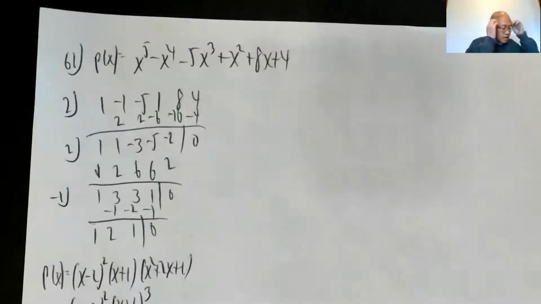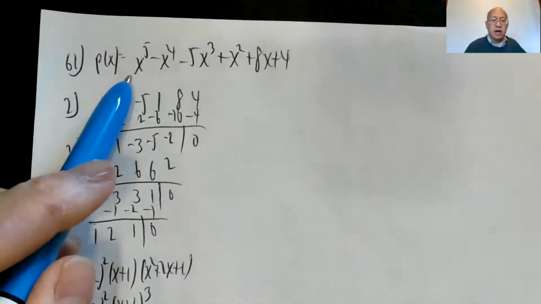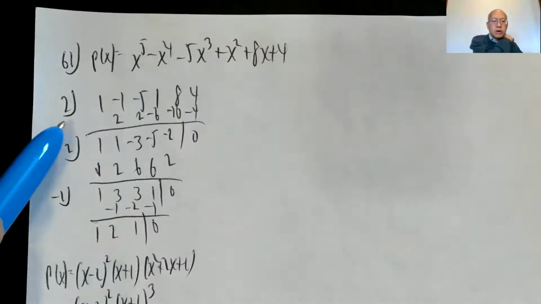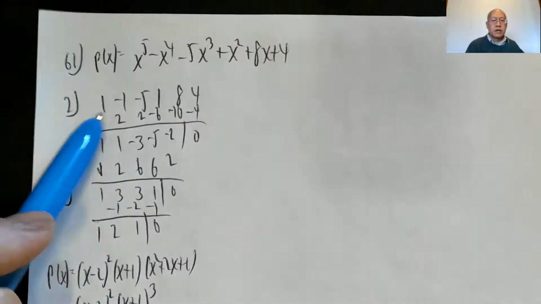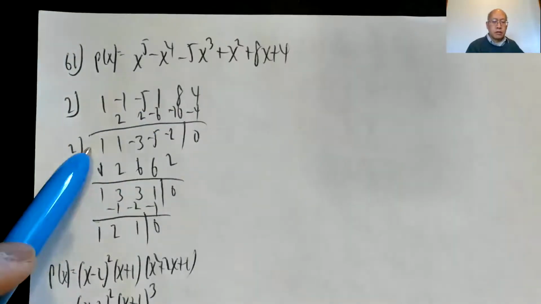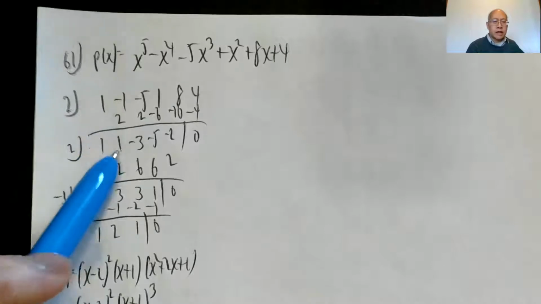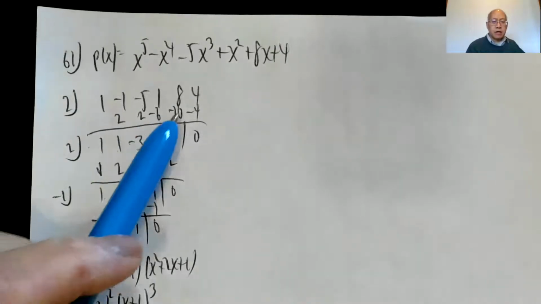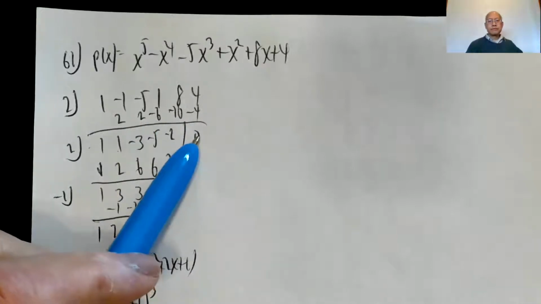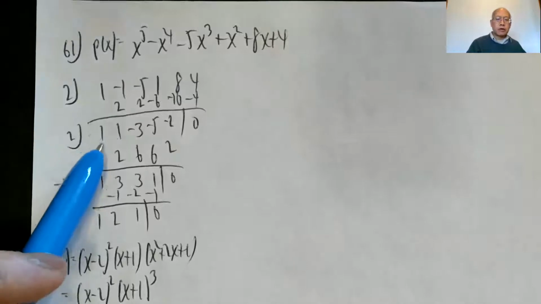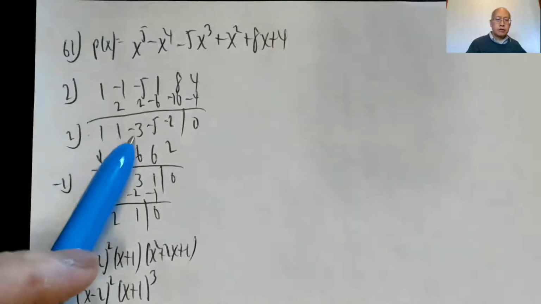Okay, and 61 is a fifth degree. Okay, so 2 works. 1, negative 1, negative 5, 1, 8, 4. 1, multiply, add, multiply, add, multiply, add, multiply, add, multiply, add, 0 remainder. So fifth degree that got depressed down to fourth degree. Actually, the 4, 3, 2, 1 constant.